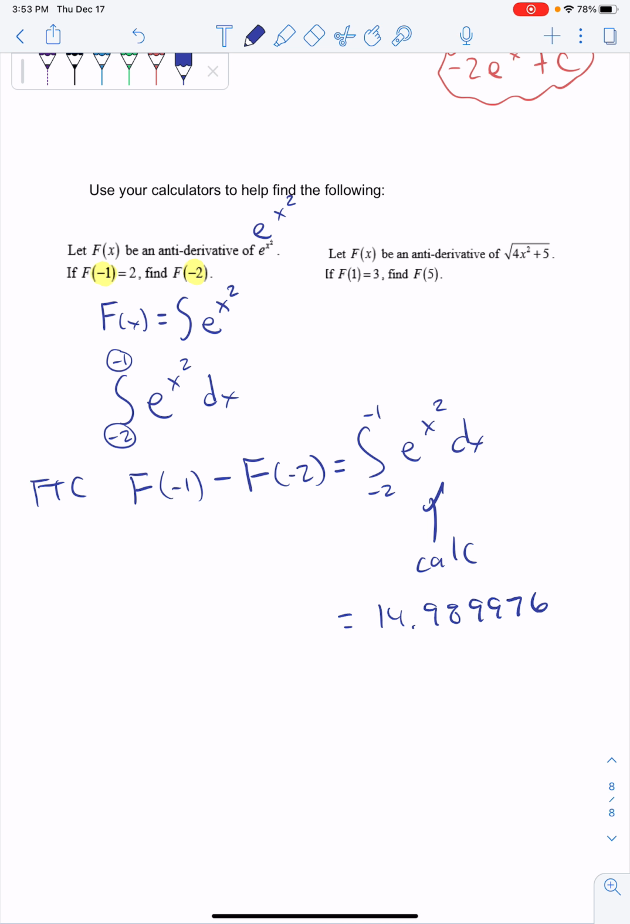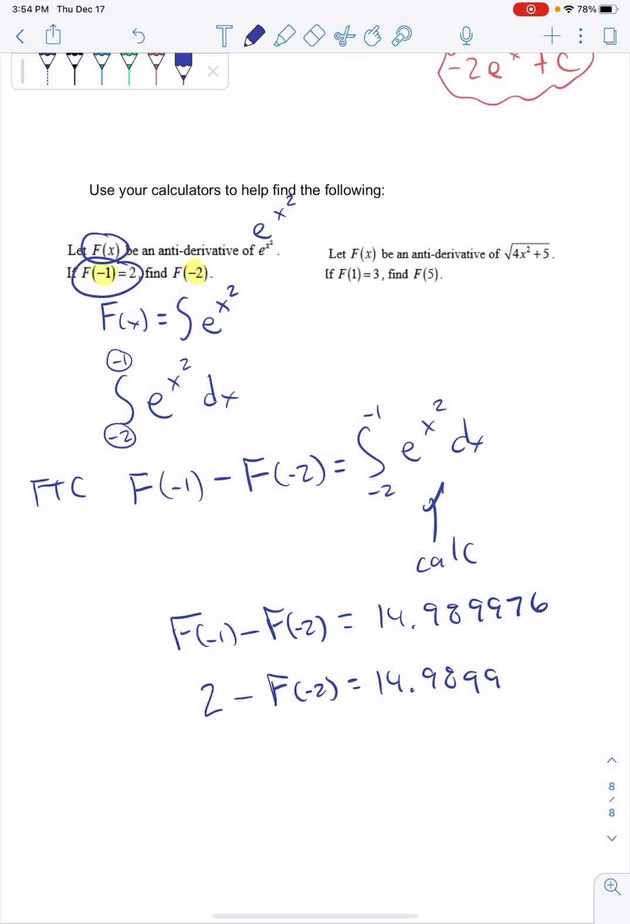So this is equal to 14.989976. And over here, I have big F of -1 minus big F of -2, because it told me that big F is the antiderivative of the other side. So I can use that fundamental theorem of calculus. It also told me that f of -1 is 2. So 2 minus f of -2 equals 14.989976.